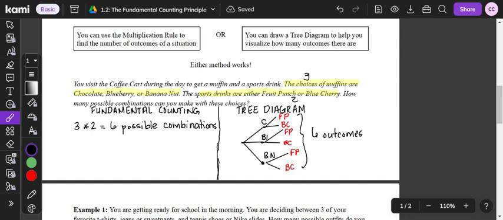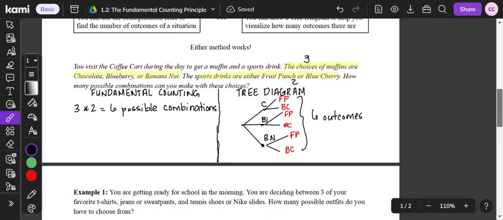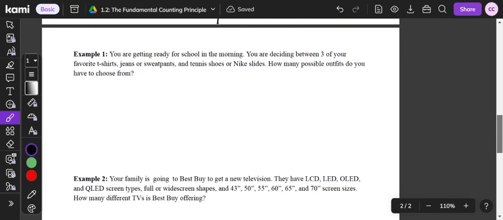Okay, very good. Now, for the back page, for these examples, we're just going to focus on using this new thing, the fundamental counting principle. So turn it over to the back. It says you are getting ready for school in the morning. You are deciding between 3 of your favorite t-shirts, jeans or sweatpants, and tennis shoes or Nike slides. How many possible outfits do you have to choose from?